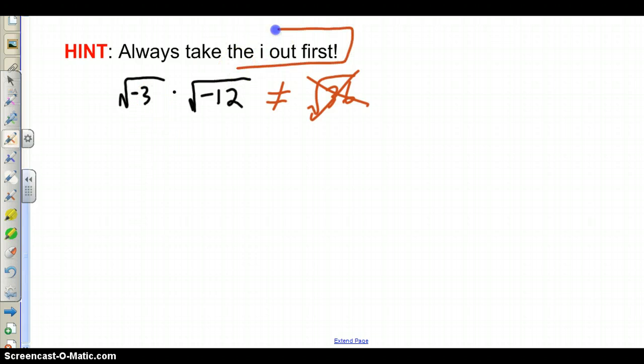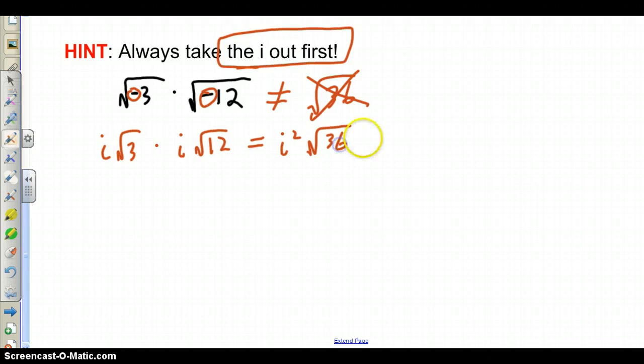Always take out the i first. So what does that mean? That means this little negative sign here, you want to pull that out. i times square root of 3. Pull this out first. So i times square root of 12. Okay. i times i is i squared. 3 times 12 is 36. So square root of 36. And what is i squared? Negative 1 times 6, which is negative 6.